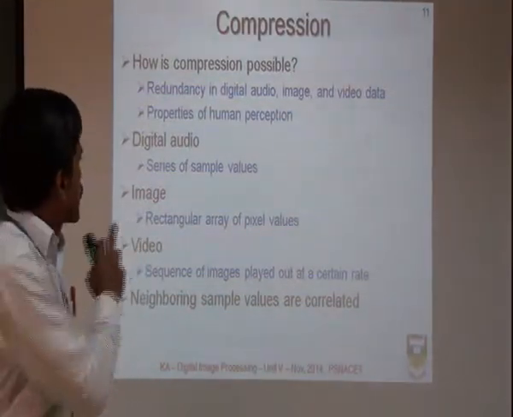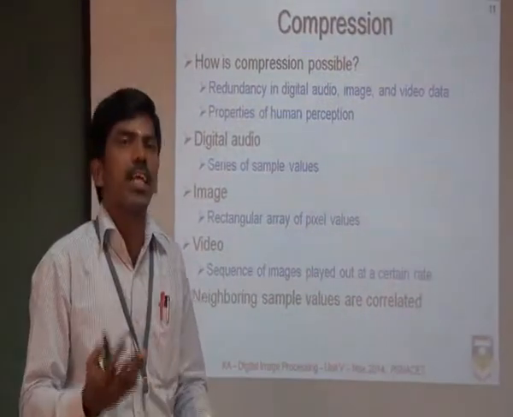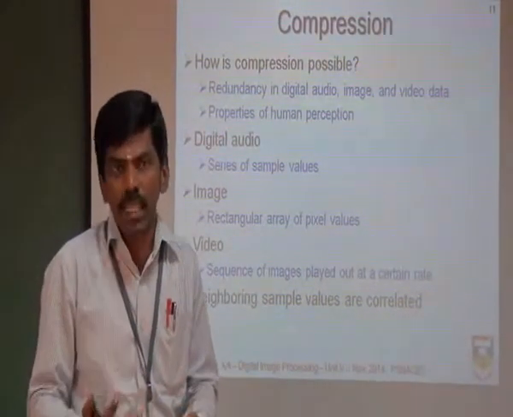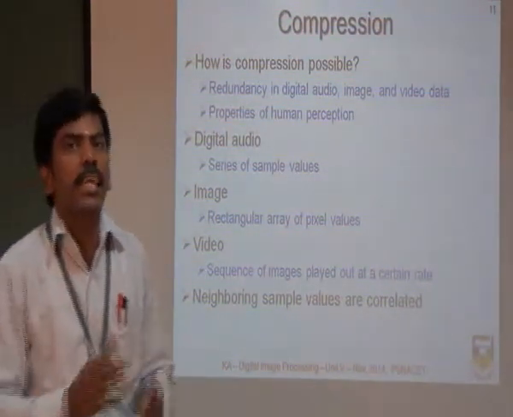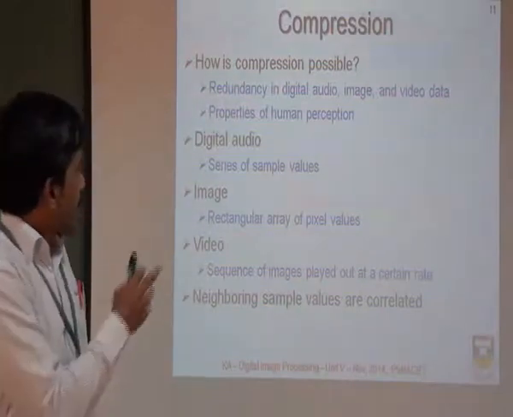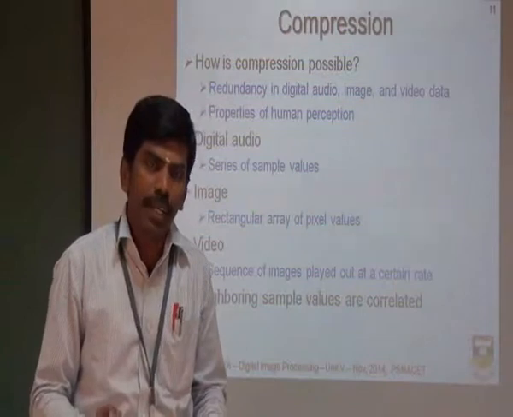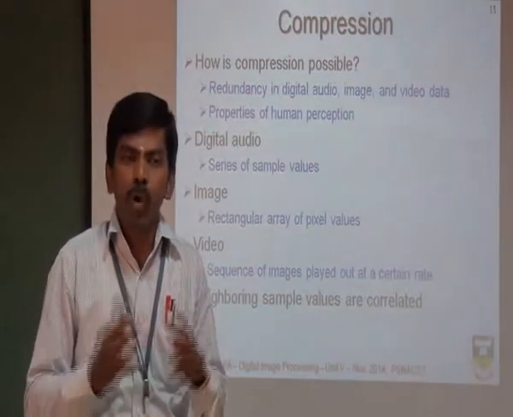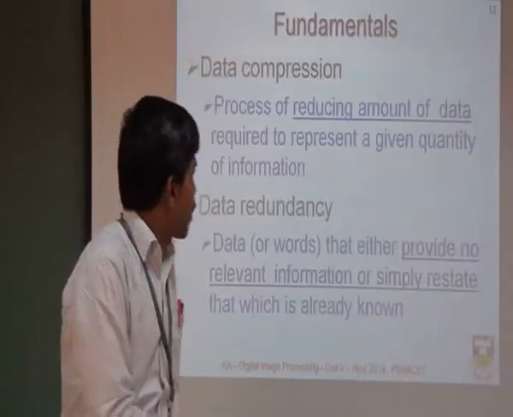Next, what is digital audio? Digital audio is nothing but a series of sample values. An image is nothing but a rectangular array of pixel values, generally represented as pixels, gray levels or gray scale. Video is nothing but a sequence of images played at a certain frame rate. Neighboring sample values are correlated, and we can check whether they are correlated or decorrelated. According to this, we can identify whether the bits carry the same information or different information.